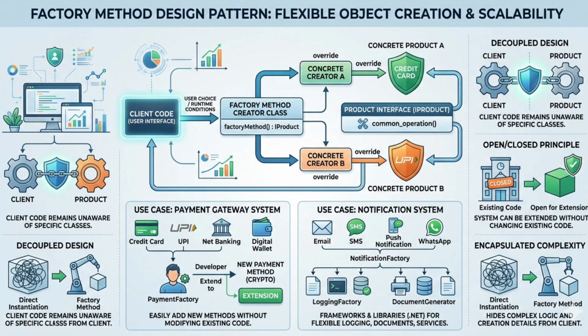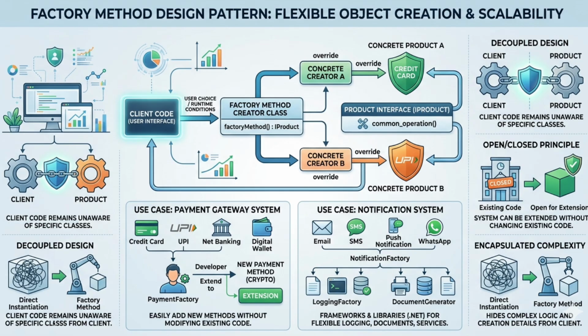The factory method pattern is best suited for scenarios where the exact type of object to be created is not known at compile time and must be determined dynamically at runtime. It is particularly useful in systems that need to support multiple variations of objects that share a common interface or base class. In such cases, directly instantiating objects can lead to tightly coupled code and make the system difficult to extend or maintain.